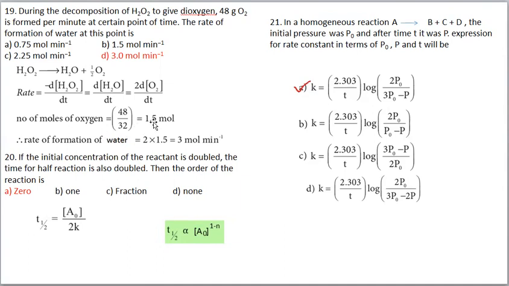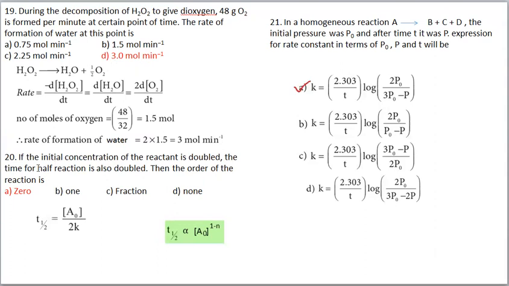Then this is the rate of formation of oxygen. Sorry, the rate of formation of water is the question. From this expression, the rate of formation of water equals 2 into the rate of formation of oxygen. So we can write 2 into 1.5 equals 3 mole per minute. So this is the right option.